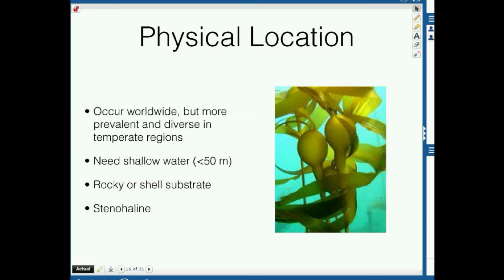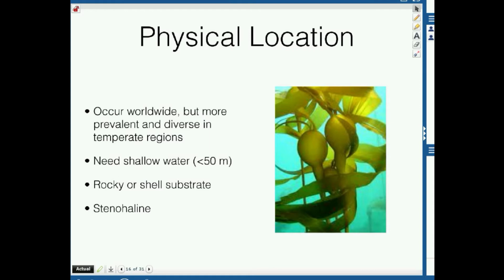Then we have kelp beds. These are more prevalent in temperate regions. They're very common, like off the coast of California. They need shallow water, for example, seagrass was less than 5 meters, right? So this is less than 50 meters, which is still 150 feet deep, which is still, to me, kind of deep, but it's considered shallow because you need that abundant sunlight for these guys, the kelp, to live on. Kelp are actually algae, even though they're really, really big and they look like plants.